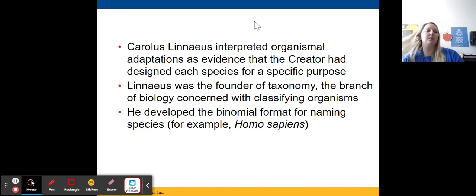However, we had Carolus Linnaeus, who interpreted the organisms' adaptations as evidence that the creator had designed each species for a specific purpose. Linnaeus founded taxonomy, which is the branch of biology that classifies organisms, giving them a two-part scientific name in Latin. We call this binomial nomenclature, a two-named naming system, and this format gives a genus and species name for every organism. An example of that is Homo sapiens, which is the scientific name for humans, loosely translated from Latin to wise being.